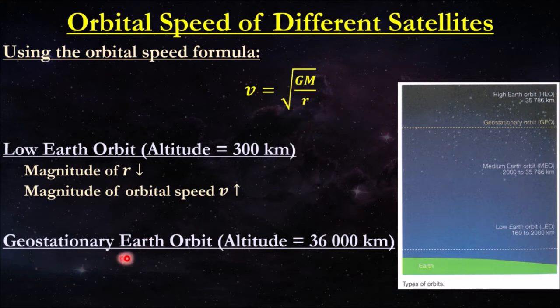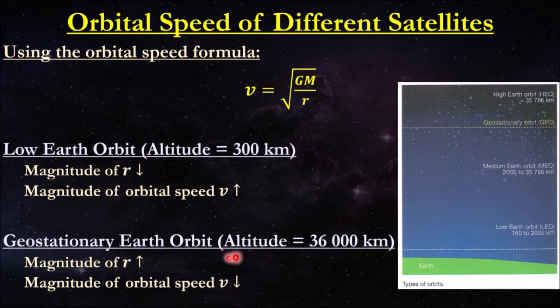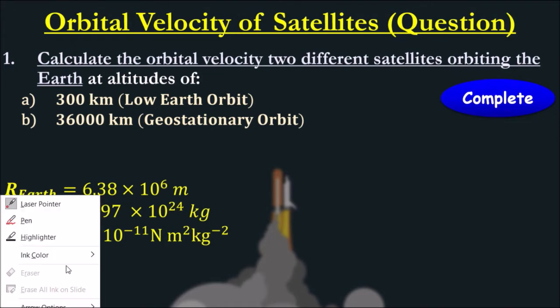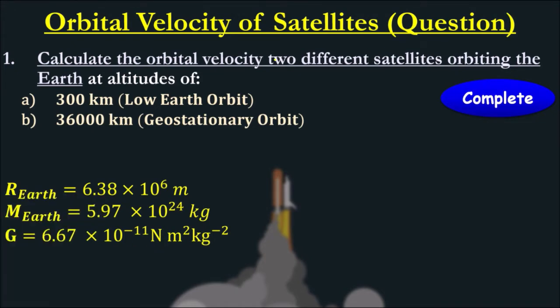Contrary, a geostationary orbit, or geostationary Earth orbit, because it has a much higher separation from the center of the planet, it will have a smaller velocity. Okay, so let's try and work that out as some calculations. So using our formula of orbital velocity, let's try and work out what the orbital speed of a low Earth orbit is compared to a geostationary orbit.